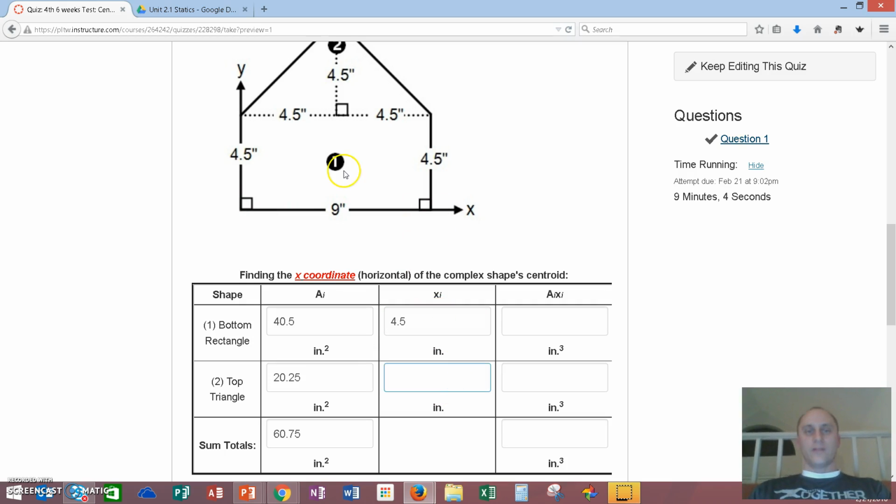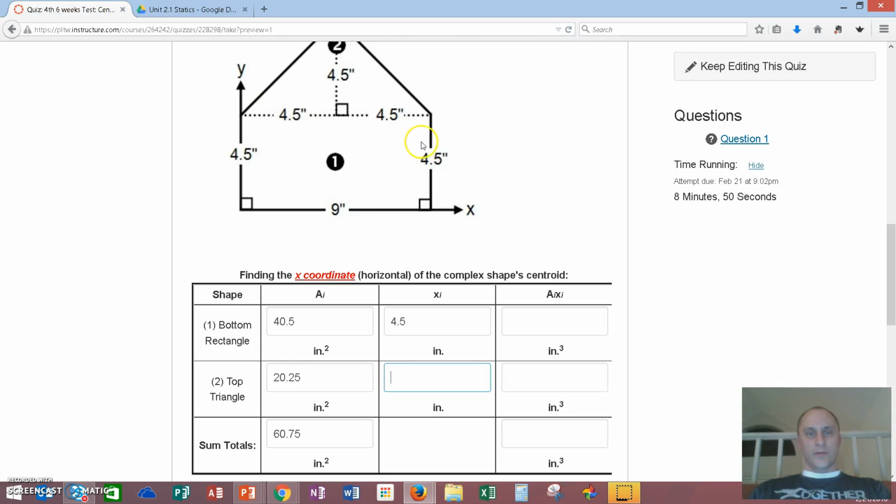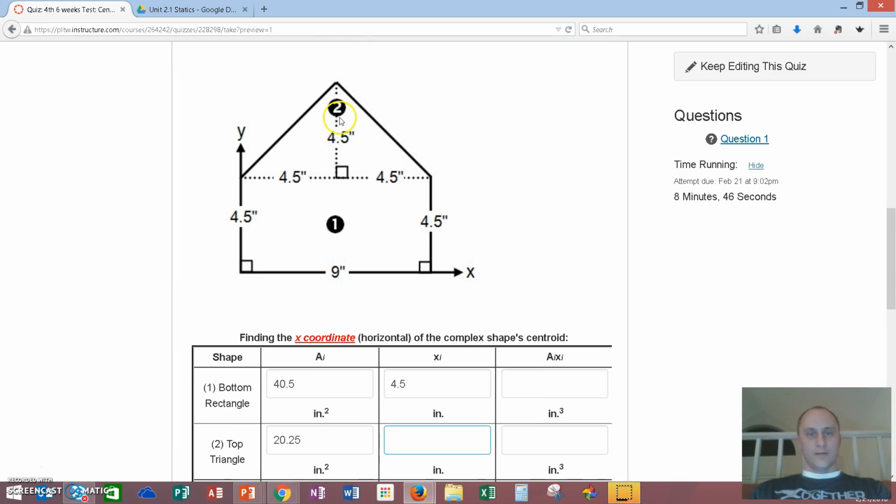Come over here, and then the top triangle, we have a little bit of a different calculation to make. If we want to find the x location of a centroid, we just simply need to take the base and divide by 3. So we come back over here and we see that the triangle has, once again, a base of 9.